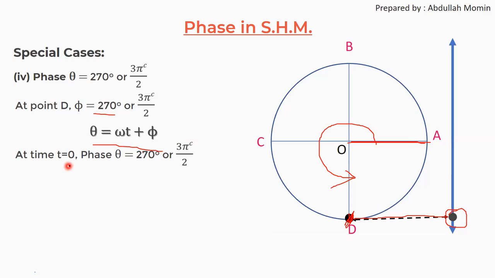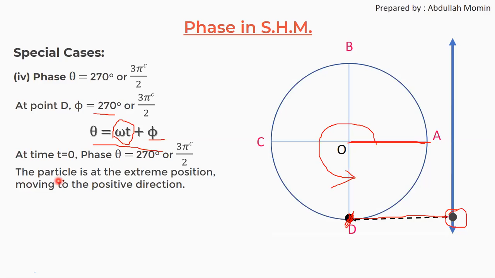So at time t0, the phase is 270. Means in place of t we are going to put 0, but in place of phi we will put 270. So we will get theta as 270. And we will say the particle is at extreme position moving in the positive direction, means it is moving in the upward direction.